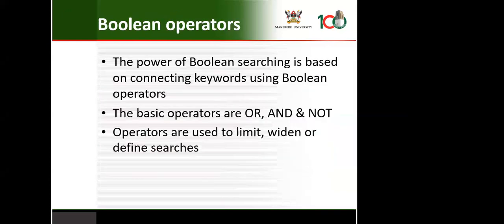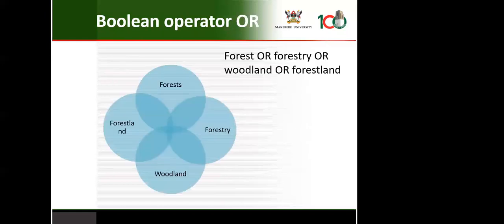So the third technique is called Boolean operators. These help us to combine different keywords, different search terms, different MeSH terms, medical subject heading terms, and different concepts. So we use those to combine the terms to develop a search strategy. The basic ones are OR, AND, NOT. These are used to either limit, widen, or define searches, and we shall look at examples. I mentioned that there are mainly three: OR, AND, NOT. So let's start with OR.